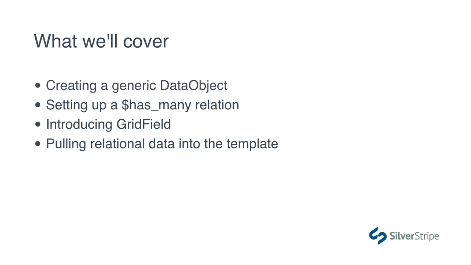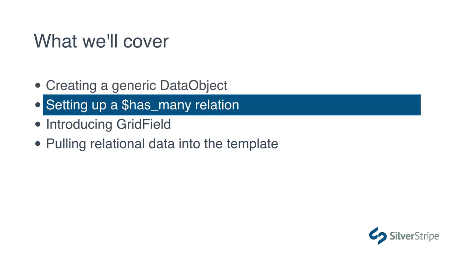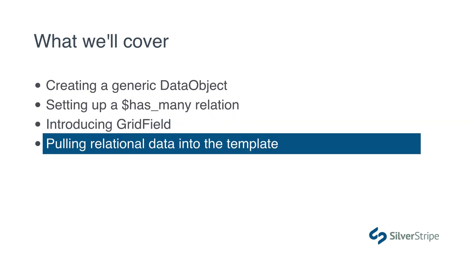So let's just go over what we're going to cover. First, we'll create a generic data object, and as we talked about before, data objects are what you use when you have database content that isn't necessarily a page. And then we'll set up that has-many relationship. And then we'll go on to introduce the grid field. Grid field is how we're going to manage those related records. And lastly, we're going to pull that related data into the template.